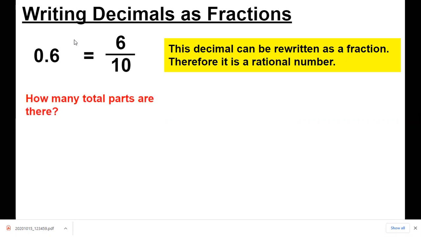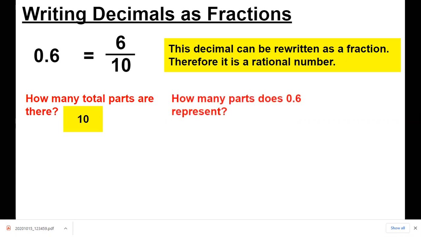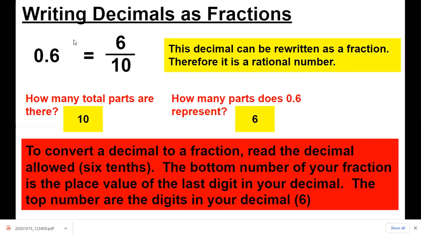How many total parts are there? There are 10 total parts. How many parts does 0.6 represent? 6 of the 10 parts. So to convert a decimal to a fraction, read the decimal aloud, 6/10. The bottom number of your fraction is the place value of the last digit in your decimal, so 10. And the top number are the digits in your decimal, so 6. That's where we get our 6/10.